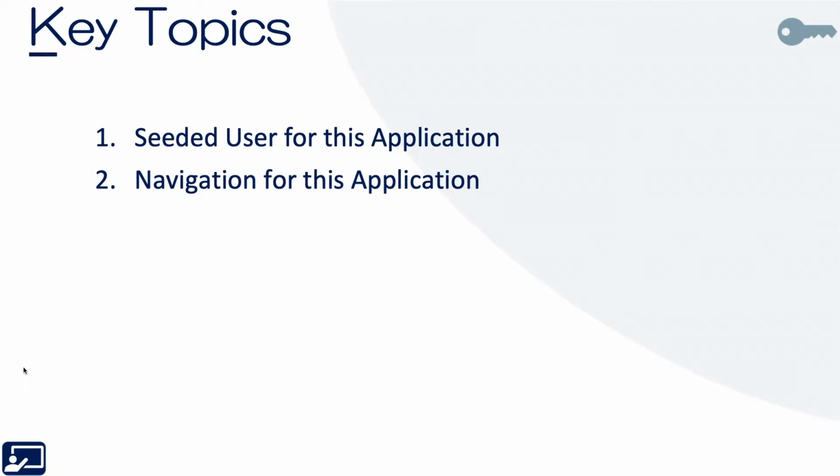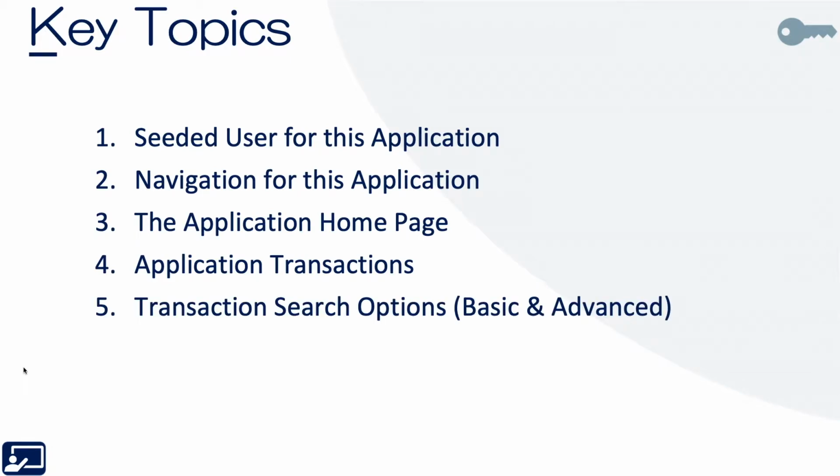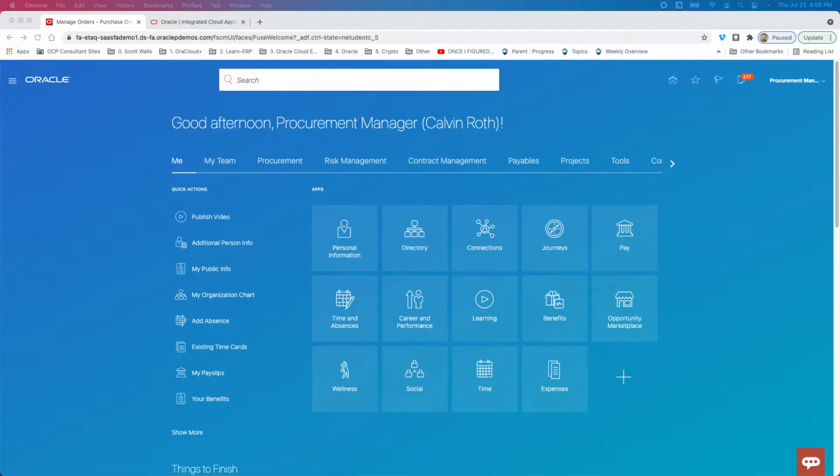Key topics for this lesson are as follows: seated user for this application, navigation for this application, the application homepage, application transactions, and then finally, transaction search options, both basic and advanced search. Before we leave, it's worth noting that all Discover videos are focused on what an application or transaction does. If you want to learn how to use and/or deploy this application, then watch the videos under those menus. Okay, so with that, let's jump over into the actual application.